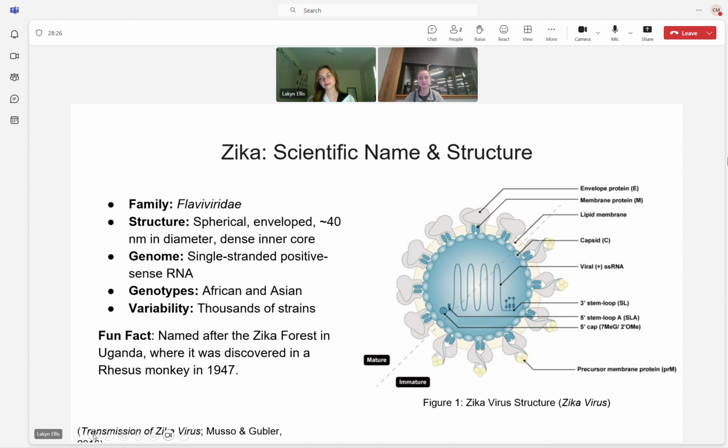So the Zika virus is part of the Flaviviridae family, and its genus is the flavivirus, which is related to other mosquito-borne illnesses such as dengue, yellow fever, and West Nile virus. And the Zika virus contains single-stranded RNA as well as a cellular envelope, which typically makes it less virulent. And there are also thousands of strains that exist. So on the right here, you can see a diagram of the Zika virus structure. And on the bottom is the immature cell, so the cellular envelope has not completely developed, whereas on the top, the envelope has developed.